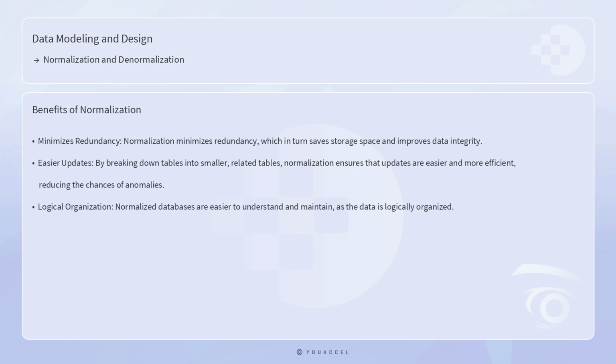Normalization has several benefits. It minimizes redundancy, which in turn saves storage space and improves data integrity. By breaking down tables into smaller, related tables, normalization ensures that updates are easier and more efficient, reducing the chances of anomalies. For example, if a student's address changes, the update only needs to be made in one place rather than in multiple records. Additionally, normalized databases are easier to understand and maintain, as the data is logically organized.